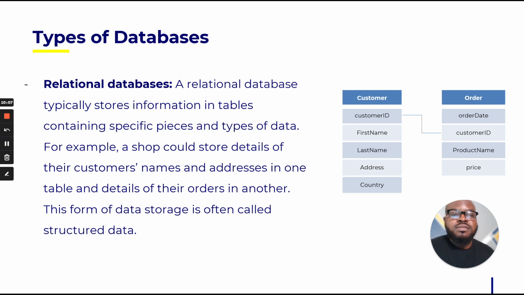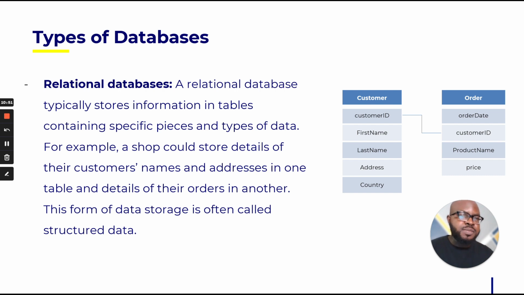Let's give a real life example. Say customer 1's first name is Ayo, last name is Joseph, address is Ogbomoso, country is Nigeria. And then on the other table, I would have order date, maybe 1st of March 2022, customer ID, customer 1, product name, maybe a laptop, and price, maybe 100,000. You can see that on each table, we have customer ID being the common field in both tables. And this is the key where we join both tables. It's on this basis that we join both tables.